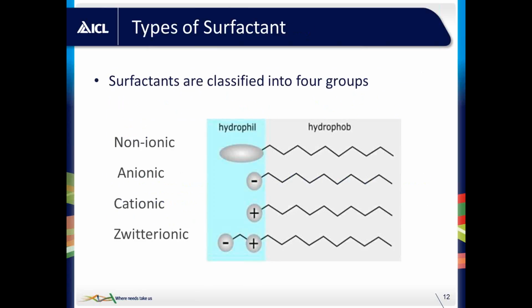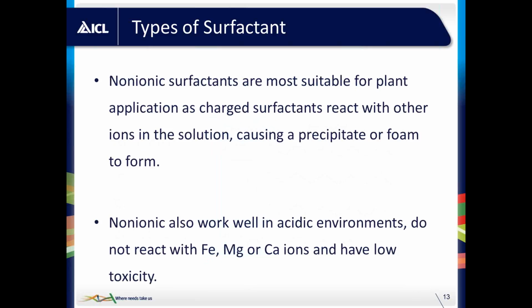Now, there are lots of different types of surfactant, and they're classified into four main groups based on the charge that they carry. There's non-ionic, which has no charge, anionic, which is negative, cationic, which is positive, and zwitterionic, which has both a positive and a negative. This is important because non-ionic surfactants are the ones that are most suitable for plant application. The issue with using a charged surfactant is that they can react with other ions within the solution, a liquid fertilizer, for example, and they can cause big problems with precipitation or foaming.